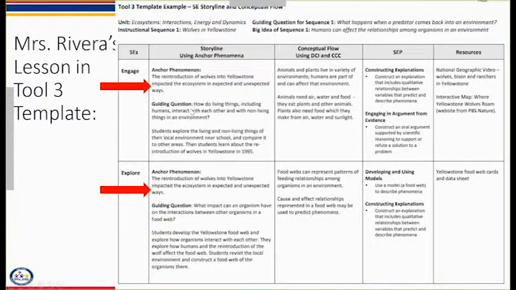An area for you to write your guiding question. You're going to be thinking about your core ideas and your cross-cutting concepts, your science and engineering practices, and a place for you to list resources that you find to help teach your guiding question, keeping your anchor phenomena in mind. So again, this is another organizing tool to help you build your lessons.